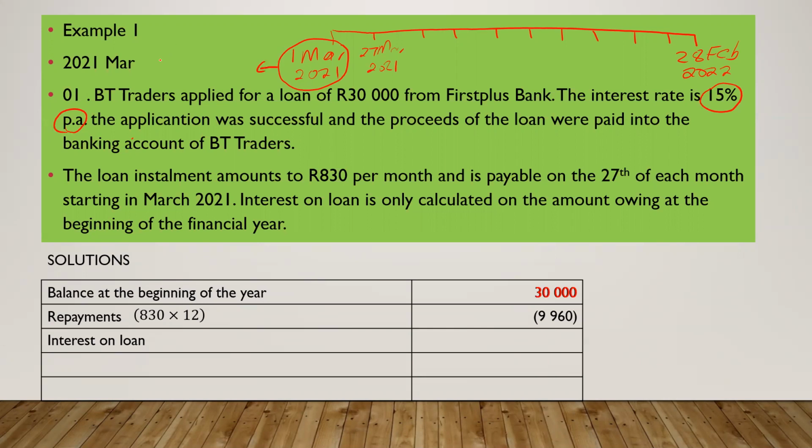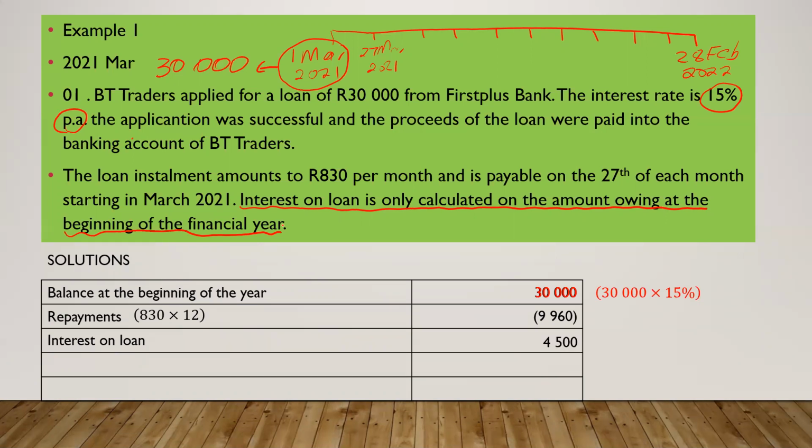But please note that that 30,000 is the amount we were owing at the beginning of the financial year. And it did say here, interest on loan is only calculated on the amount owing at the beginning of the financial year. So the beginning of the financial year was the 1st of March. Please note that at the end of the financial year, we don't owe 30,000 Rand, but interest will be calculated on that 30,000 Rand. That is why I'm going to take the 30,000 Rand multiplied by 15%. Please note that this is 15% per annum. Per annum means for the year. It means interest on loan for the year will be 4,500.